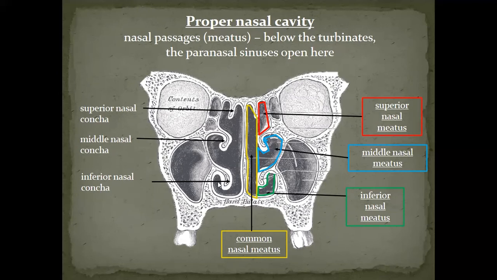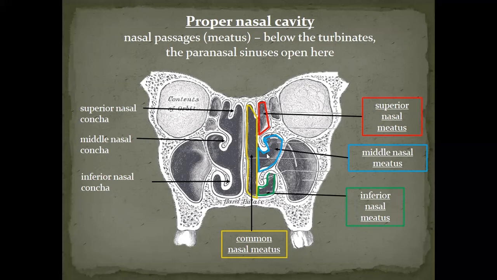And below each nasal turbinate or nasal concha, we have a passage, and these are called meatus. So we have the superior nasal meatus below the superior nasal concha, the middle nasal meatus below the middle nasal concha, and the inferior nasal meatus below the inferior nasal concha. And between the nasal septum and these nasal turbinates, we have the common nasal meatus.